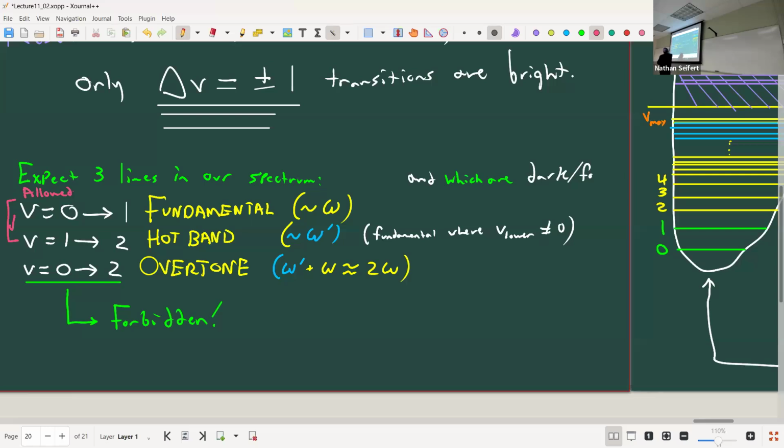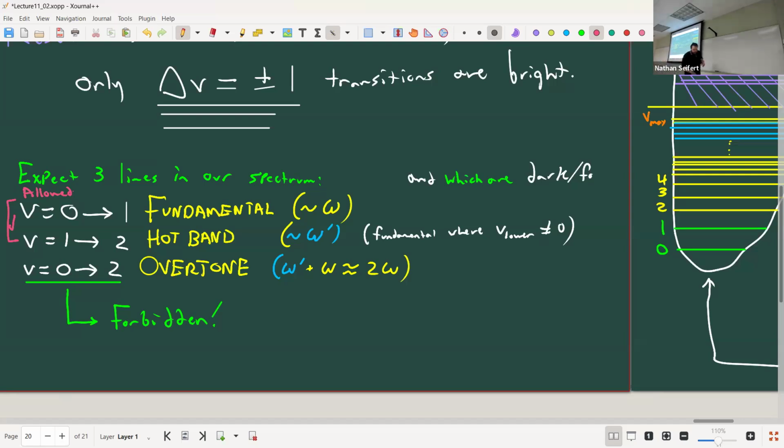So what we would expect to see, in fact, is a line at 0 to 1. We may see a line at 1 to 2. It depends again on how anharmonic the system is. It might be at a slightly different frequency. And then when we go look at the overtone, it's not there. So that's what we predict. Okay, so very simple.